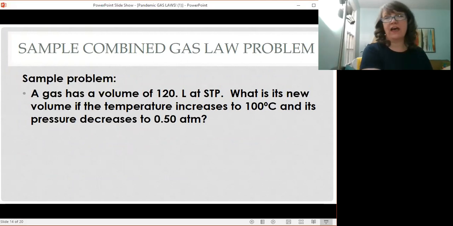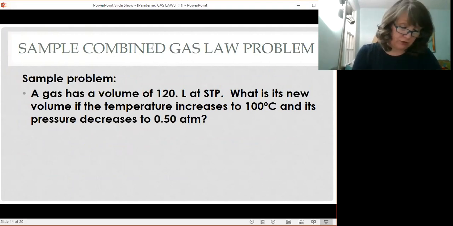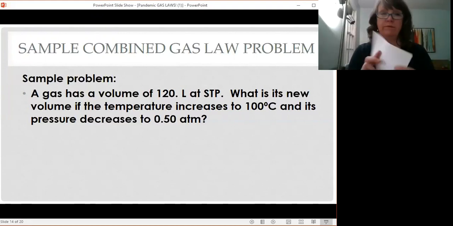So remember that our actual formula is pressure 1 times volume 1 divided by temperature 1 will be equal to your new pressure, pressure 2, times your new volume, volume 2, divided by your new temperature, right? So that's our formula. What is my initial pressure, volume, and temperature?